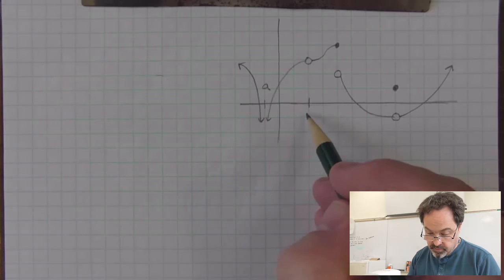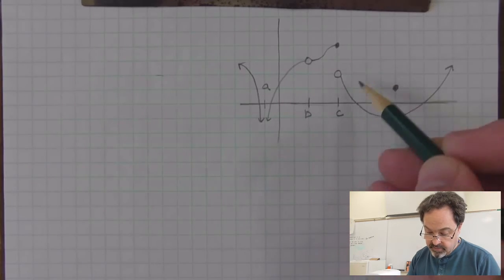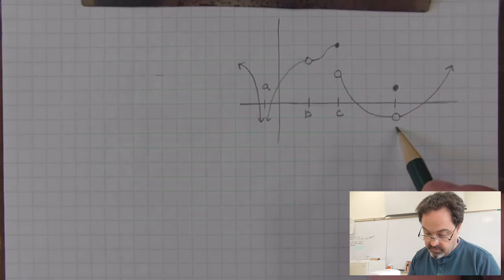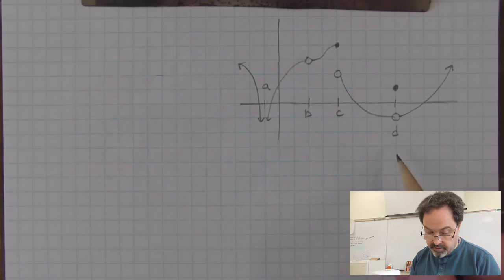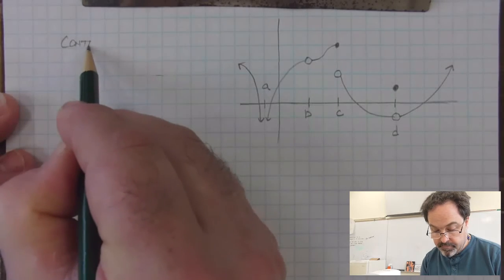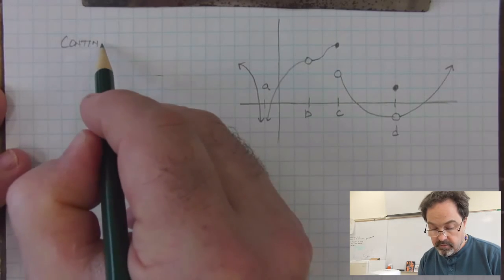At A, there's a vertical asymptote. At B, there's a hole. At C, there is a jump. And at D, there's another hole, but it has a value. What do we mean by continuity?